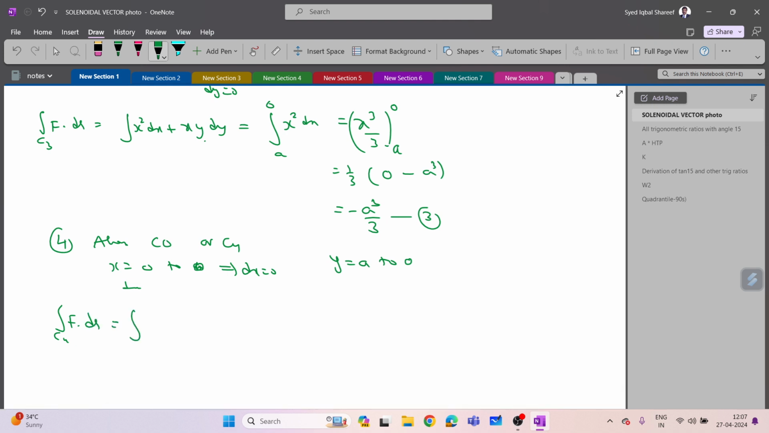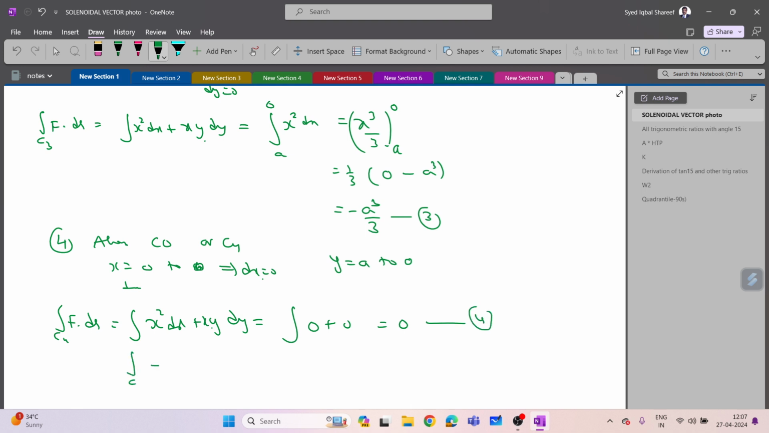What is f dot dr? x square dx plus xy dy. So dx equal to 0 and x equal to 0. So this is 0. So the integral along C4 is 0.